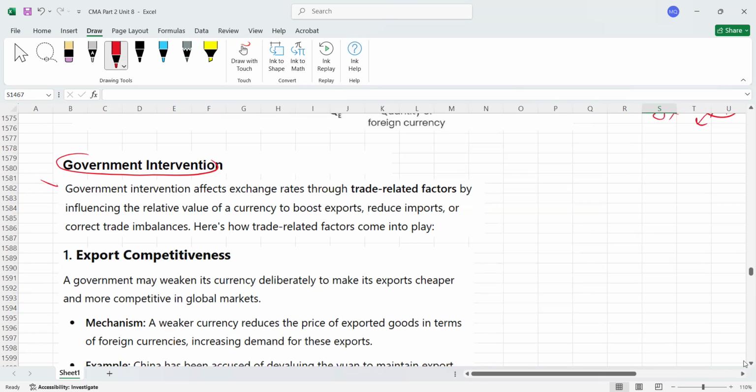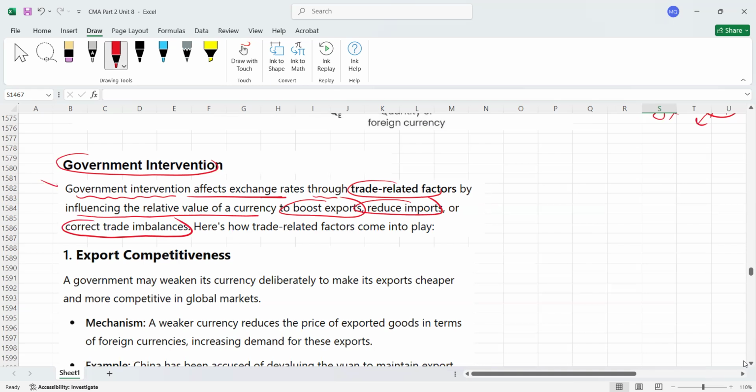Let's have a look here. Government intervention affects exchange rates. If you remember from the last lecture, while I was explaining exchange rate systems, I told you sometimes the government will buy or sell foreign currencies to adjust the exchange rate. So through government intervention, the exchange rate can also fluctuate. Here I want to add some extra information. Government intervention affects exchange rates through trade related factors by influencing the relative value of the currency to boost exports, to reduce imports, or to correct trade imbalance.